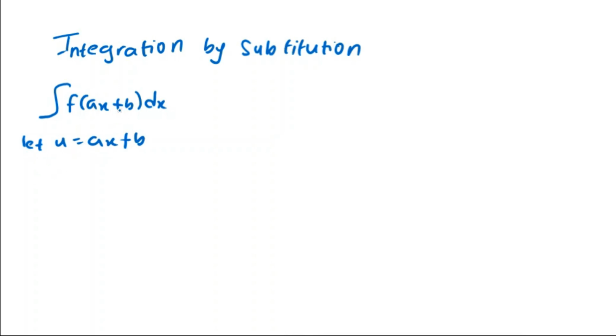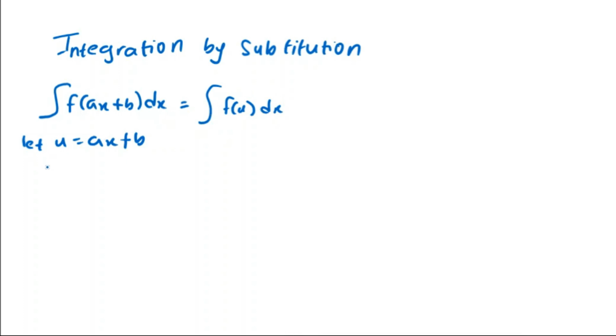Now, take a look at this. We are going to represent ax plus b as u, which means that this can be represented as the integral of f of u dx. But the thing is that if we want to integrate f of u, we can't integrate it with respect to dx. We have to integrate it with respect to du. Since you have defined a function between u and x, it means that you can find du/dx here and now make dx the subject of the formula.